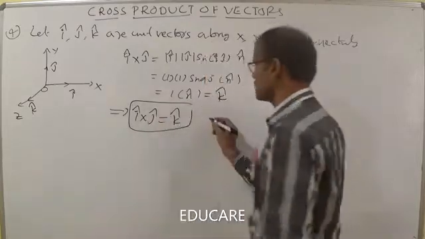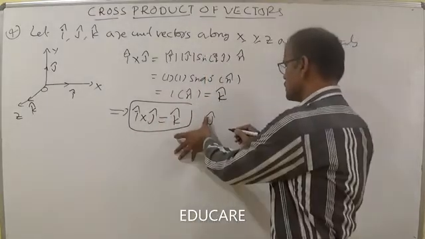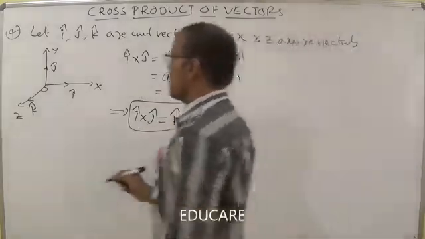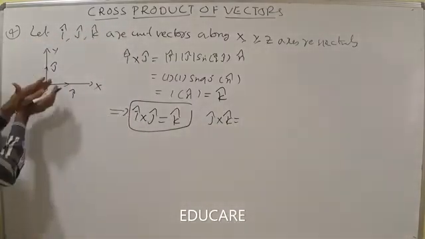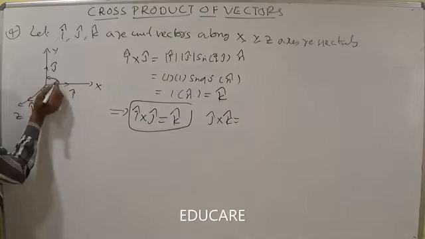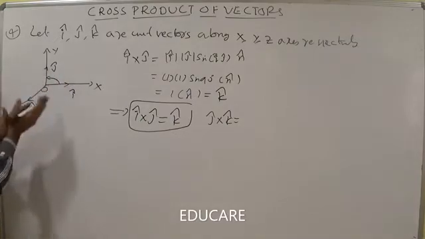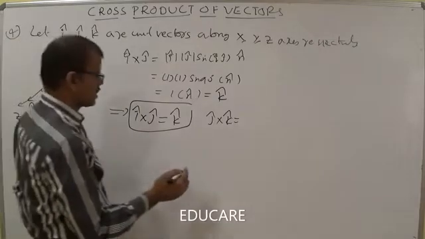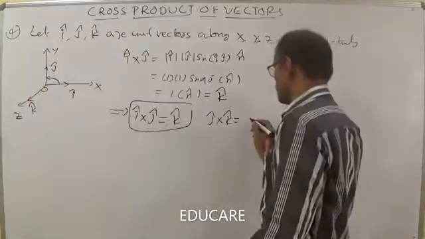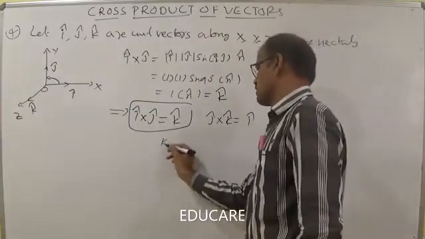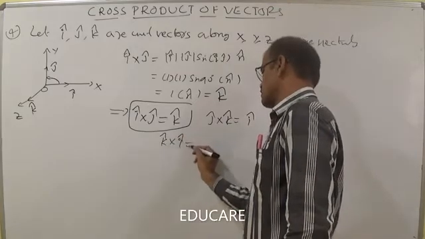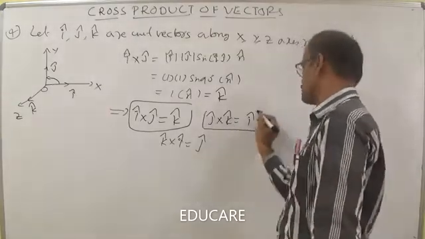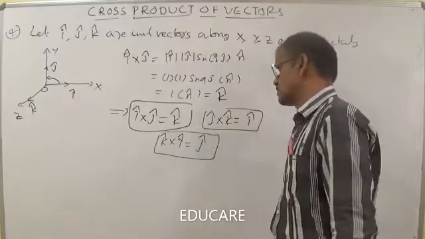Put a box around this. In the same way, j cross k. Mind the order, the right-handed system: the angle made with the positive direction of the x-axis in the anti-clockwise sense. This is the perfect order: i, j, then j, k, then k, i. j cross k is equal to another vector, that is i bar. Next, k cross i is equal to j cap. So the order is i cross j is equal to k, j cross k is equal to i, and k cross i is equal to j.